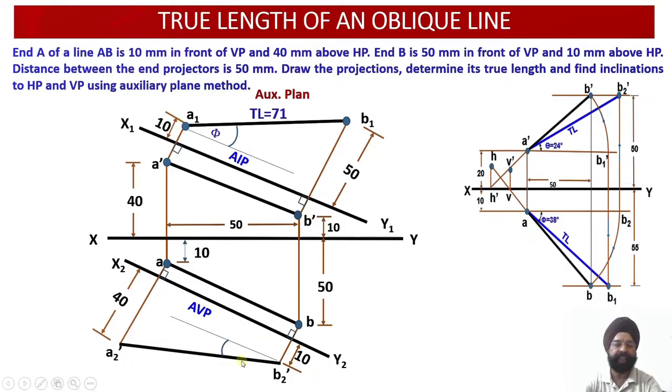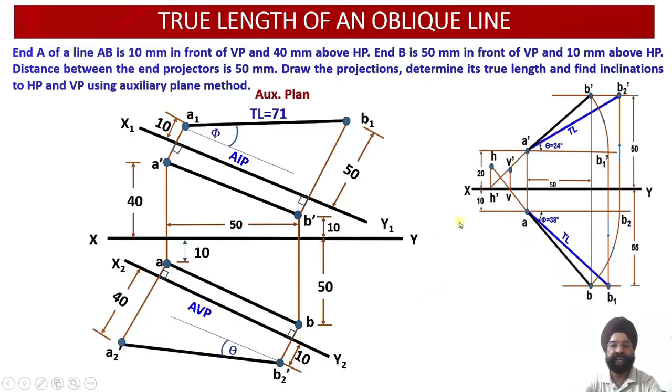And having evaluated the true length in the elevation, whatever is the angle of inclination of the true length in the elevation, that angle is called angle theta. So the angle theta is the angle of inclination of the true length of the line in the elevation with the XY line, or with my horizontal plane. So this angle also I can measure. So just like the method of rotation of line, I have been able to evaluate both the true lengths and angles theta and phi using the auxiliary plane method.